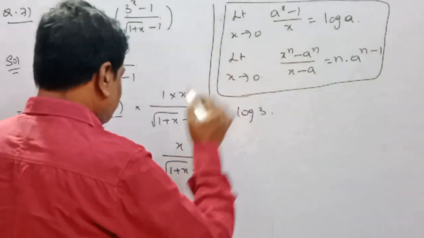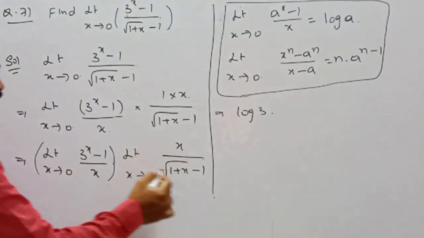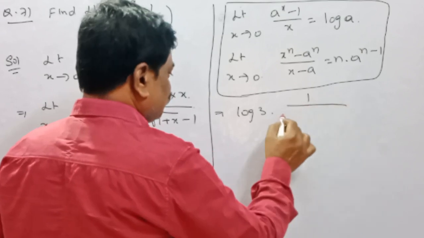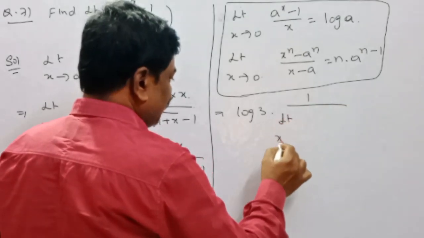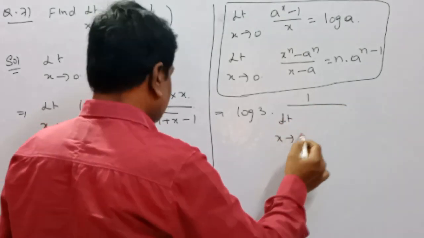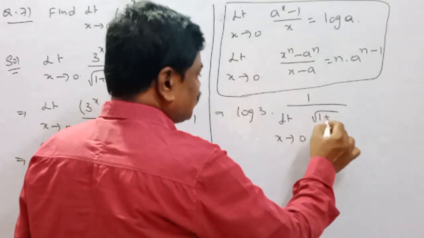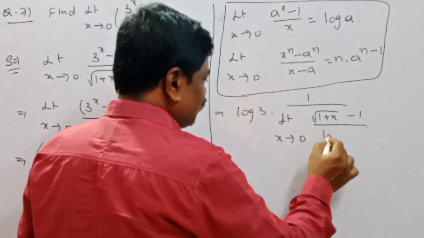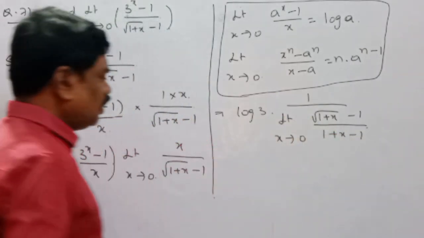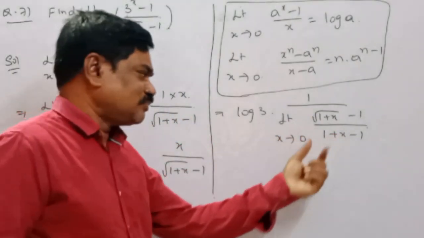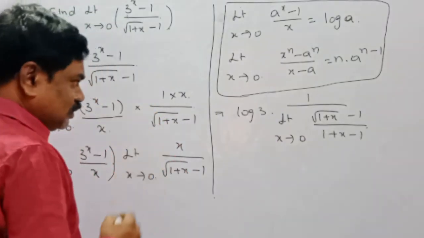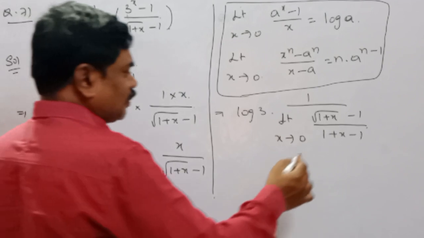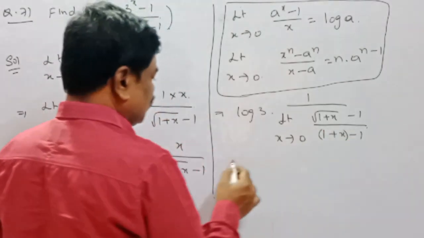Log 3 into this value is what? Here this can be written as 1 by limit x tends to 0, root of 1 plus x minus 1 by 1 plus x minus 1. Add 1, subtract 1. So this is the form x minus a, x minus a.